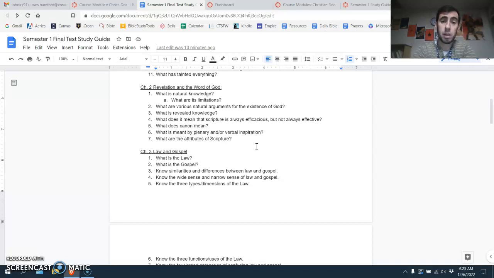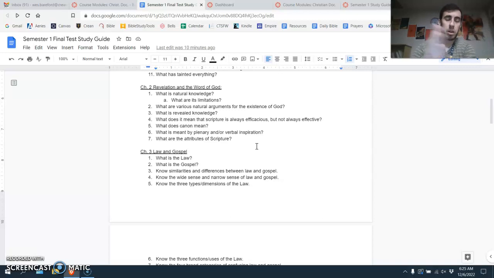What is revealed knowledge? Revealed knowledge is what we don't guess, but know for certain about God from his word in the Scriptures, in the Bible, and from his Son, Jesus Christ. What does it mean that Scripture is always efficacious but not always effective? It means that God's word does not return to him void, as the Scripture says. God's word accomplishes what it sets out to do in the hearer, but not always, right? So not always effective. In other words, the seed doesn't always sprout into a plant, but it can. And that's what it means that God's word is efficacious. When God's word comes into our ears, it is never a dud. The law can convict us of our sin, and the gospel can create faith in us.